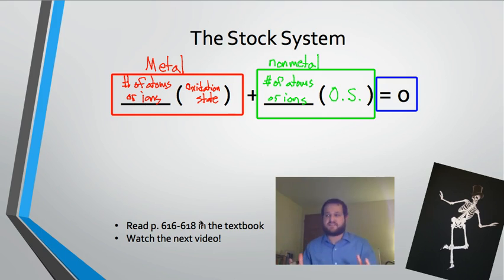That's the idea of the stock system, to get all of the charges to balance out so that it turns out to be 0. So what I want you to do now is go ahead and read pages 616 to 618 in your textbook. That gives you a nice visual for this and a different way of looking at it.